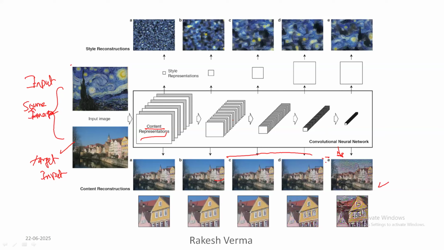You can see this one. So we apply this and you will get a target image. So this is what we can say is the talk about the neural style transfer network. Clear?